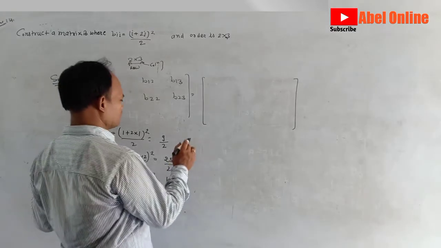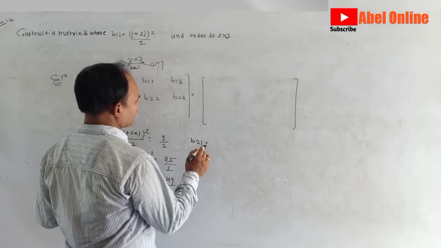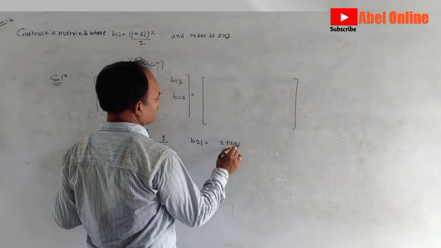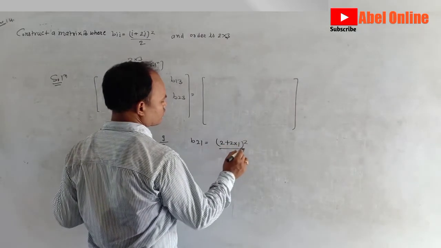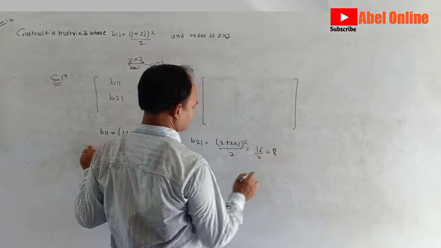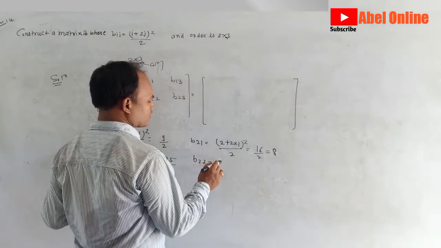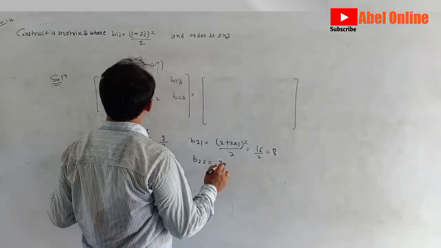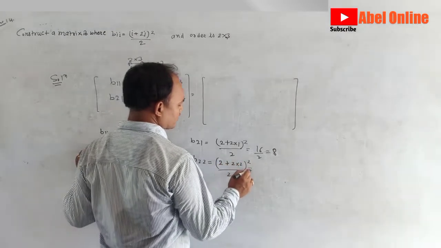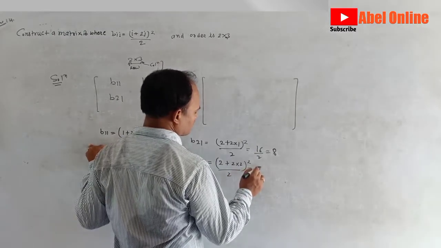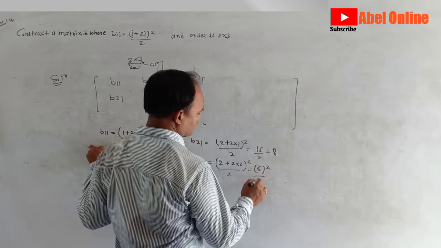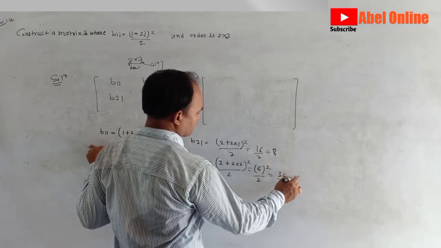What about B21? B21 is (2 plus 2 into 1) whole square upon 2. So it is 2 and 2, which is 4, so 16 by 2, which is 8. Now what is B22? B22 is (2 plus 2 into 2) whole square upon 2. So it is 2 plus 4, which is 6, squared upon 2, so it is 36 by 2, which means 18.